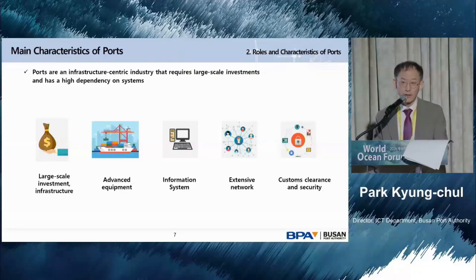So this is the main characteristics of port. We need large-scale investment and infrastructure. For example, to build the infrastructure, hinterland and roads or rail. So large-scale investment is a must. And to handle the container, we need to have advanced equipment, for example, crane, yard cranes, YT. And recently, due to automation, automated equipment and devices are needed.